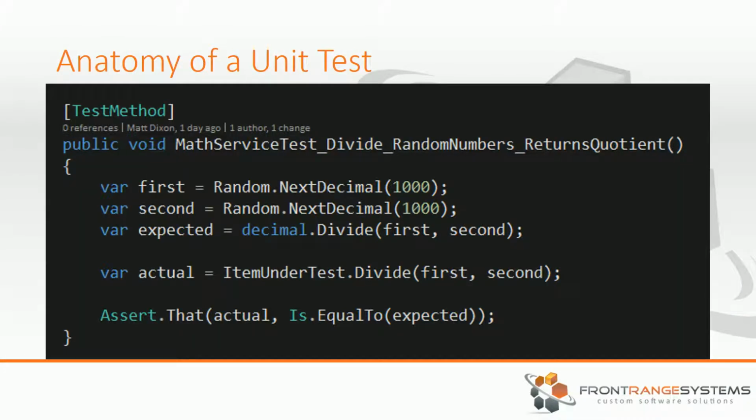Okay, so the anatomy of a unit test. Here's a test that we have in the source code. And let's take a look at this. So first thing we see is there's a test method attribute. This is a test that will run under the MS Test framework. I know that because it's TestMethod. If it were an NUnit test, it would be Test. It would be the attribute.